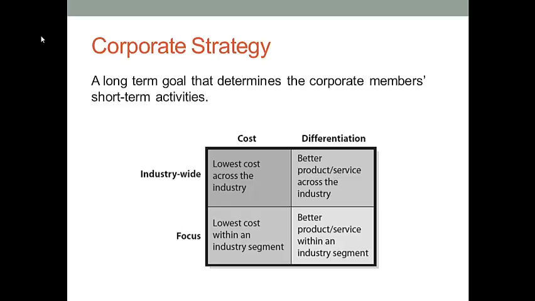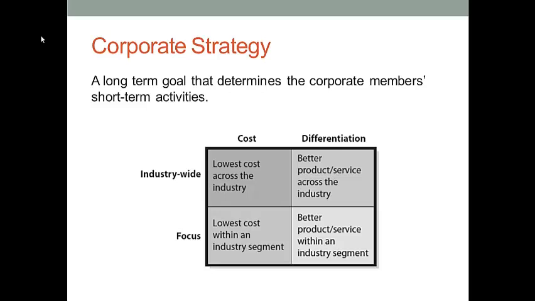Let's talk about the relationship between corporate strategy and project management. If you have several projects going on, basically you form a portfolio of projects. Among different options, based on what criteria should you choose a project to do eventually, or do a project in priority? One of the most important criteria is the company's corporate strategy. A company's corporate strategy is defined as a long-term goal that determines the corporate members' short-term activities.